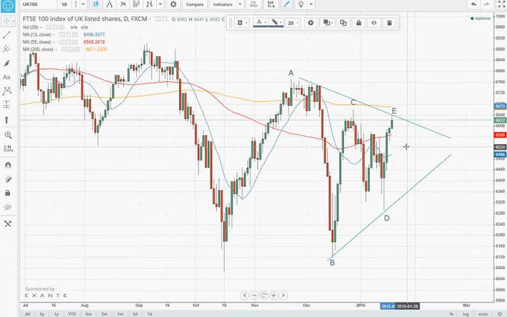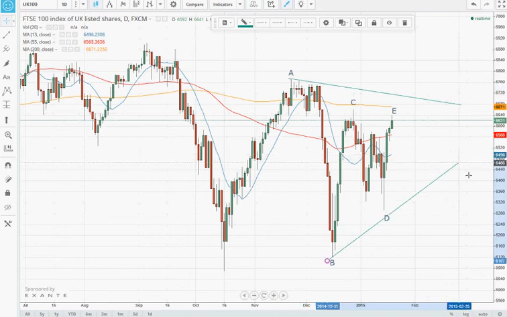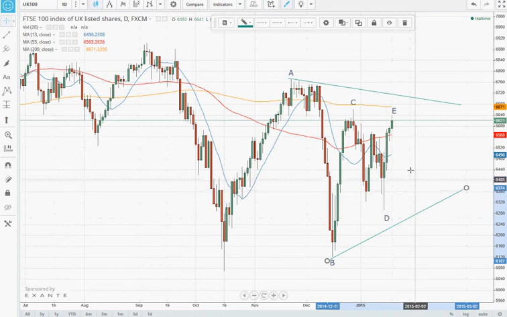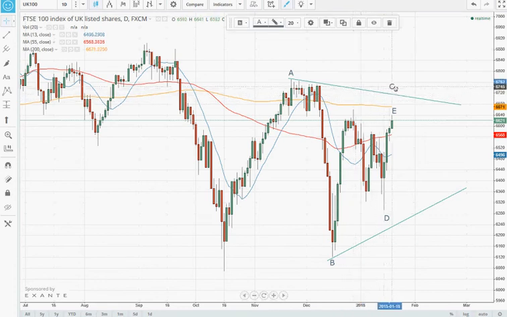So this is the first scenario. I'm going to go to the second scenario. There is a second triangle forming on the FTSE. So if I move the trend lines, okay. Now we still have the wave A, wave B, but now what is happening is that we could still be in wave C, and if I move C here and E there and D here, you can see that triangle now.